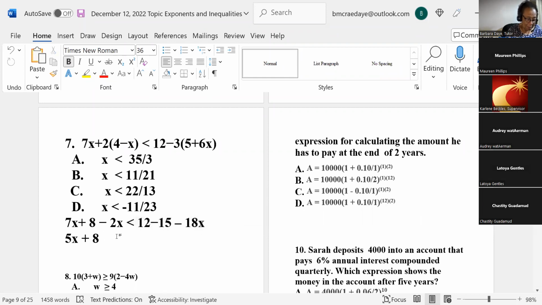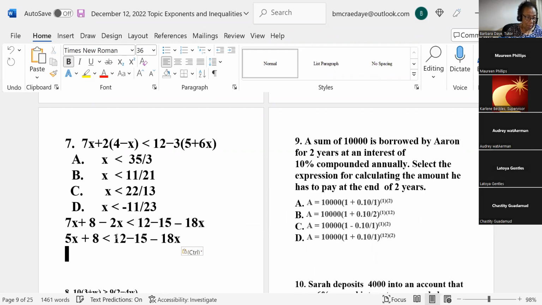The less than symbol. Okay, so what's 12 and a minus 15, Maureen? 12 and a minus 15 is a minus 27. No, this is a plus now. Remember, adding unlike signs, you subtract.